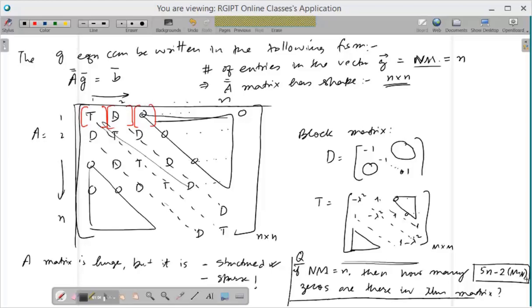Remember, when you're counting zeros, each D has zeros and each T has zeros too. It's not just that you count these zeros and you're done. No. Each T will be having zeros, each D will be having zeros. So just do careful accounting. I think you should arrive at this result. There are 5n minus 2 times m plus n entries. There are total entries n squared. Okay, N is equal to mn.